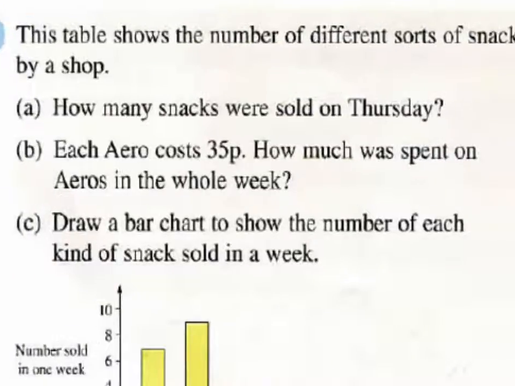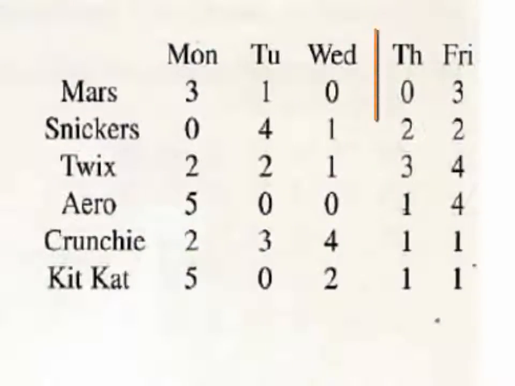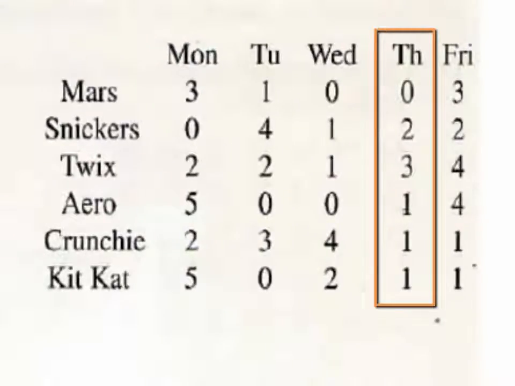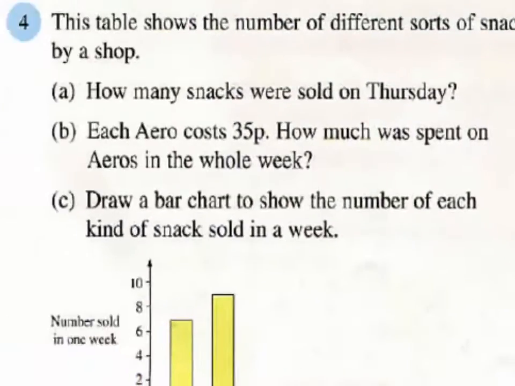Well, to do that we need to look down the Thursday column and add up all the numbers. So 0, plus 2, plus 3, plus 1, plus 1, plus 1. That should give us 8. So there's the answer, 8.